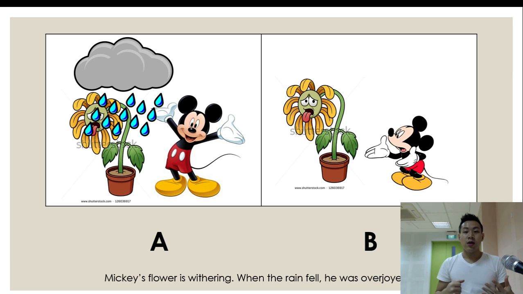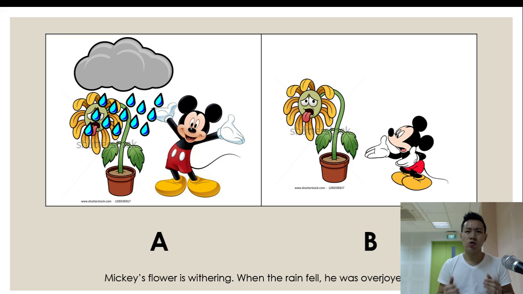For example, this may be one of the distractors that they may have. They have two pictures that are very close to each other, for example, picture A and picture B. And then the teacher or the audio recording is going to read out, Mickey's flower is withering. When the rain fell, he was overjoyed. So you're thinking to yourself, hey, picture B actually shows that the flower is really withering and it's not doing very well. But that may not be the exact correct answer. Rather, if you listen to it as a whole, where Mickey's flower is withering, when the rain fell, he was overjoyed, this picture is actually describing him being overjoyed more so than the flower withering.